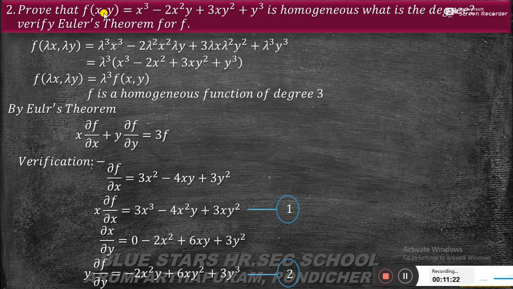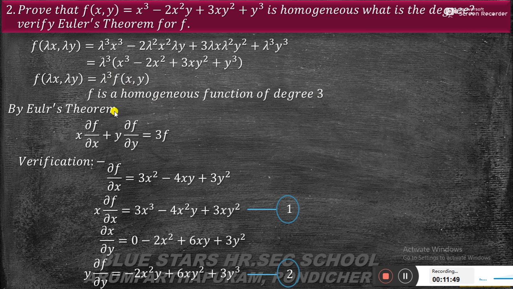You see the given function, f(x, y) = x³ − 2x²y + 3xy² + y³. Therefore f(λx, λy) = λ³ f(x, y). Therefore f is a homogeneous function of degree 3. So f(λx, λy) equals λ³ times f(x, y). This is a homogeneous function, the power is 3, so the degree is 3.